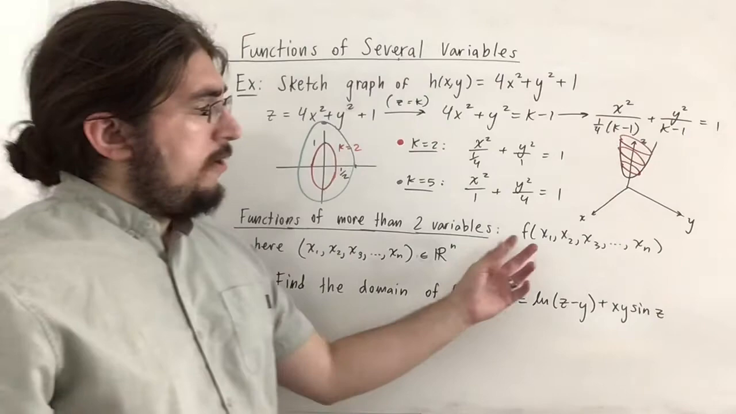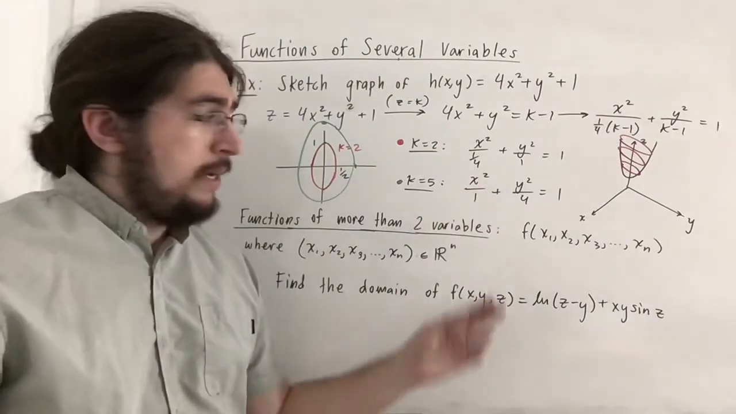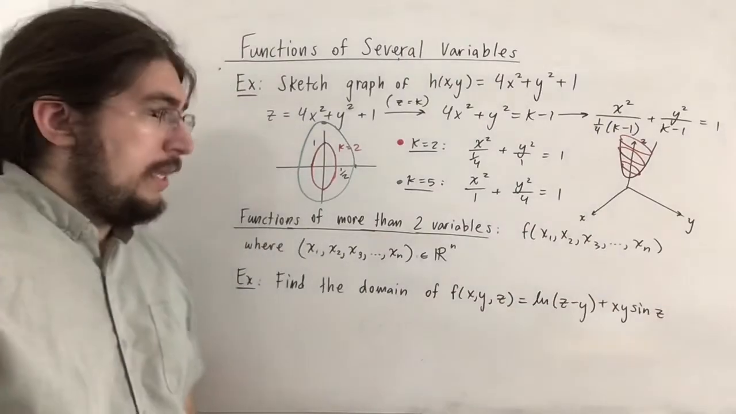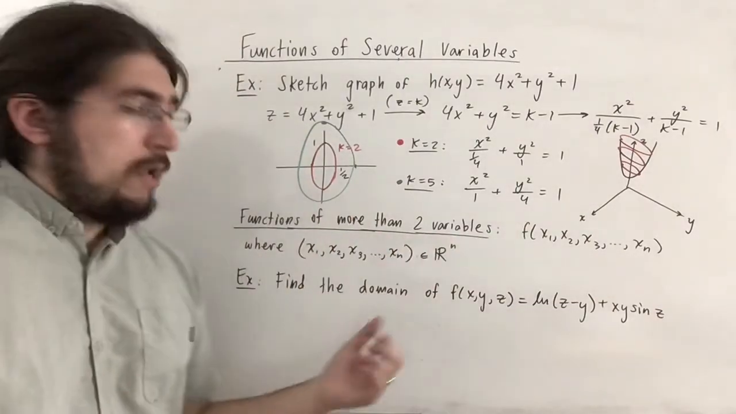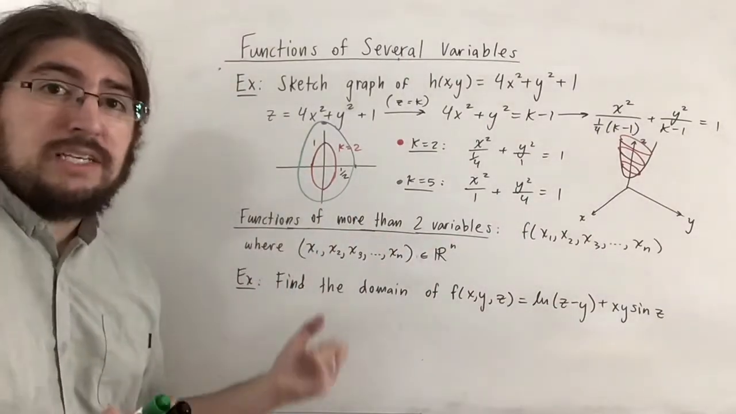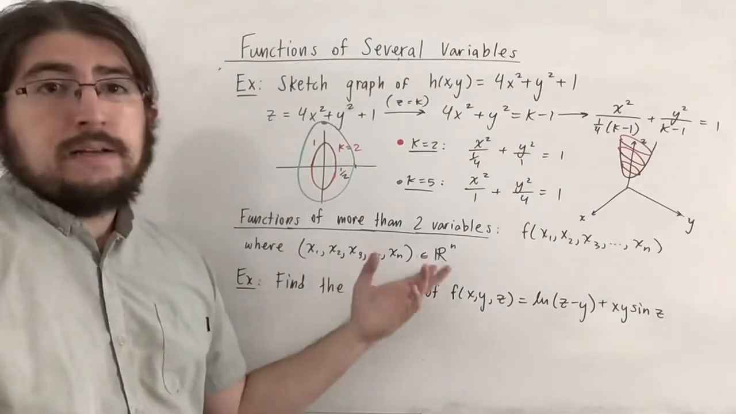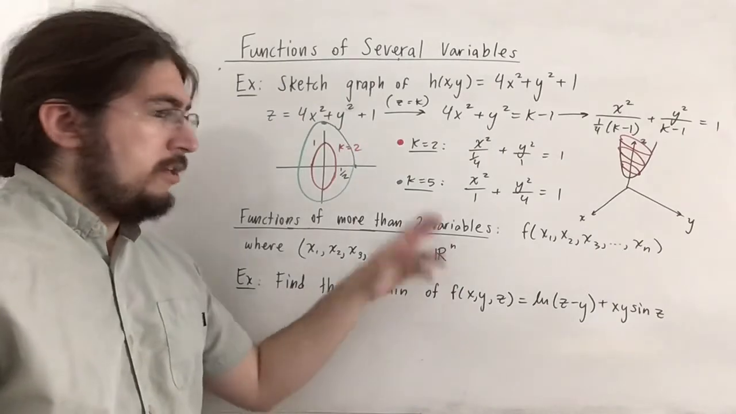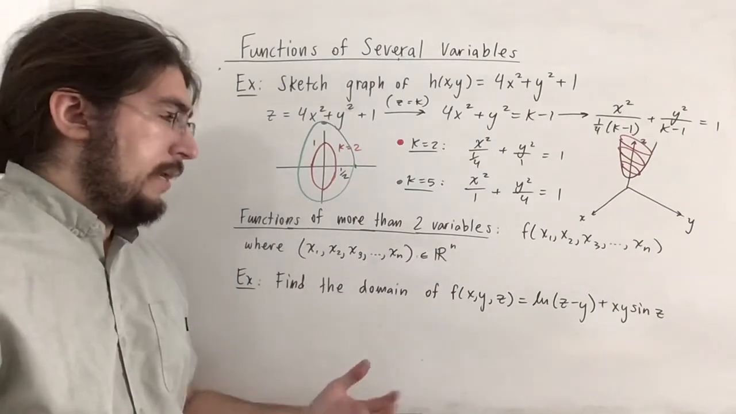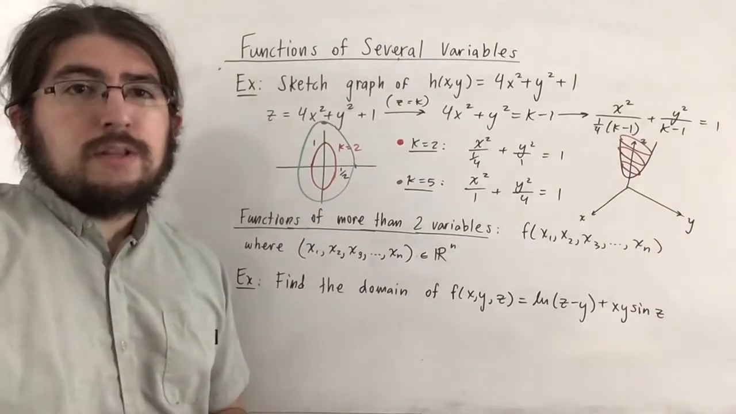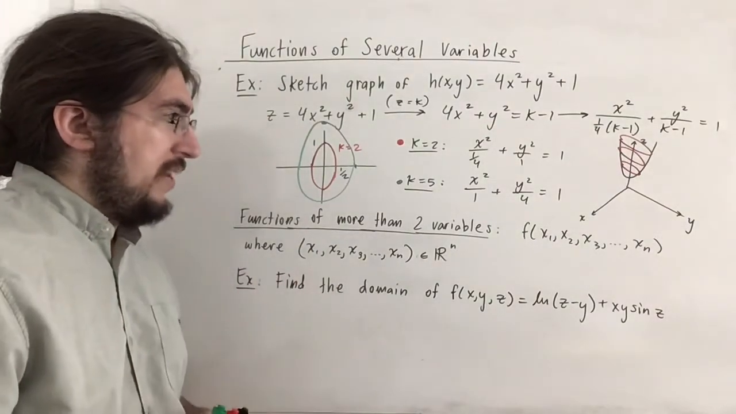Now the next and last thing we need to discuss are functions of more than two variables. Here, in a very general statement, f of x1, x2, x3, all the way to xn is a function of n variables, where the so-called n-tuple x1, x2, x3, all the way to xn is in n space, R^n. An n-dimensional space is really hard to imagine graphing.